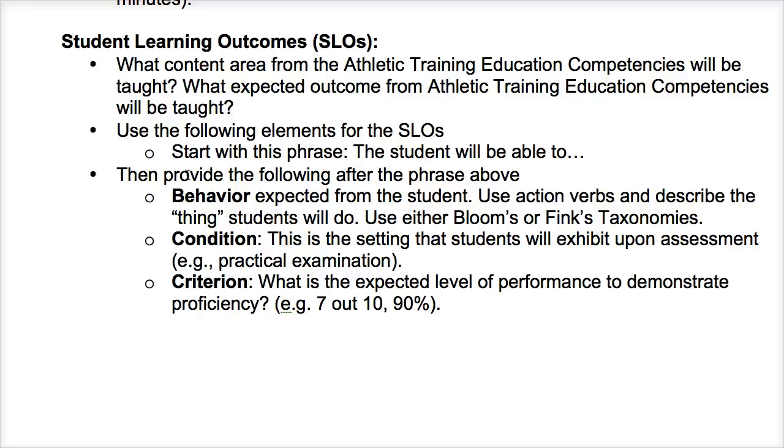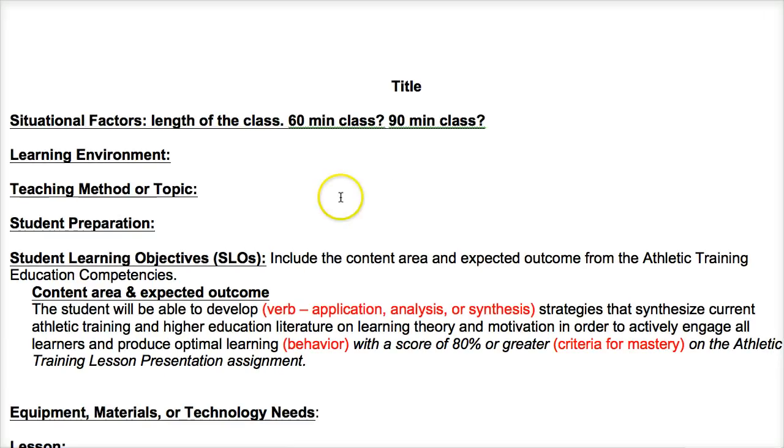I want you to use verbs to describe the thing that students will do. I've provided you some verbs from Bloom's or Fink's taxonomy in the class. The condition is the setting that the students will exhibit upon assessment, for example, a practical exam. And the criterion is the expected level of performance to determine proficiency. So let me give you an example of what I'm talking about here.